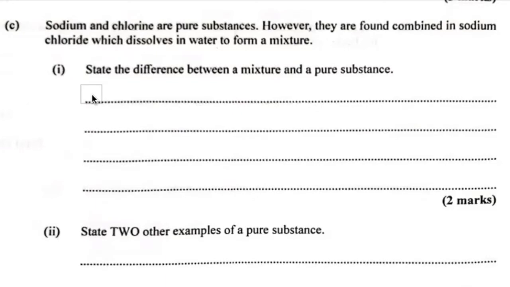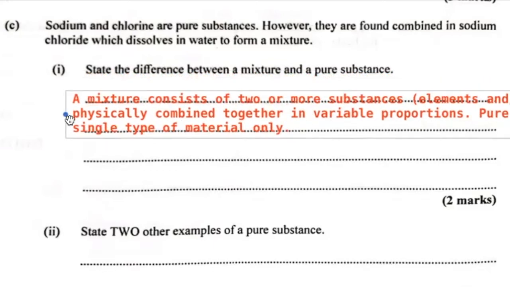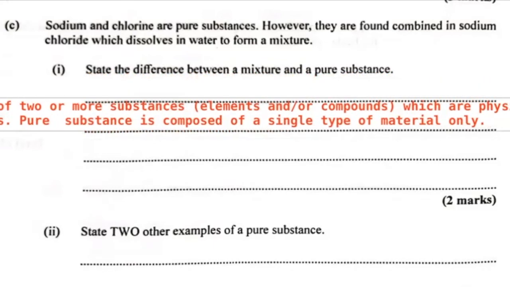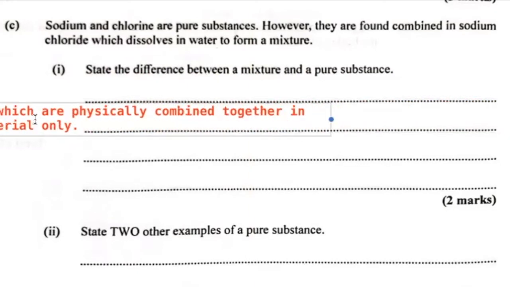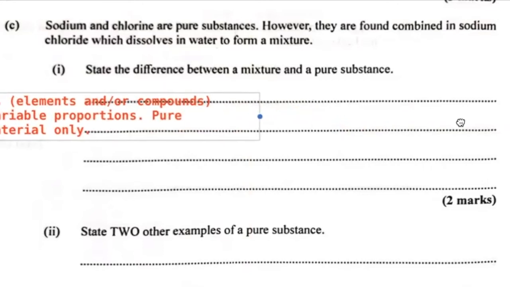Okay, we're now at part C, part one of C. Sodium and chlorine are pure substances. However, they're found combined in sodium chloride, which dissolves in water to form a mixture. State the difference between a mixture and a pure substance. All right, let's just get right into this.